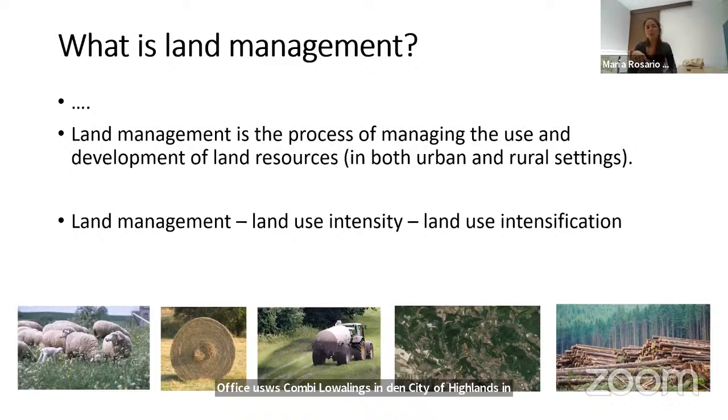And the third term that I wanted to highlight is land use intensification, which refers more to the process of change. It has been studied, for example, that a particular plot of land has become intensified when we change from rain-fed agriculture to artificial irrigation systems, or when we add fertilizers to a grassland plot. So this is a process that happens within a single plot.